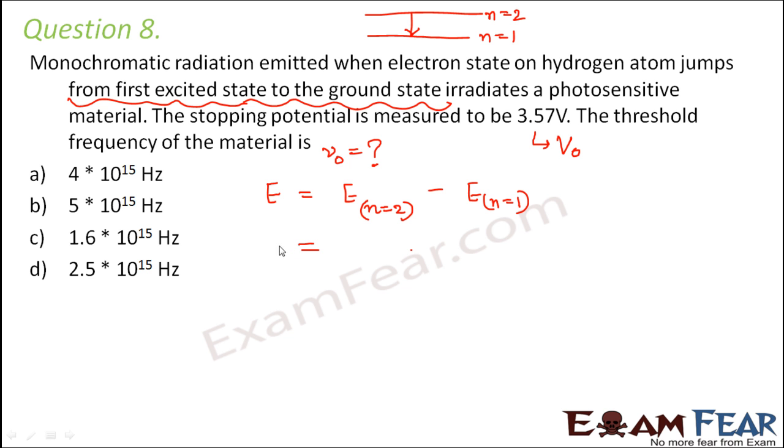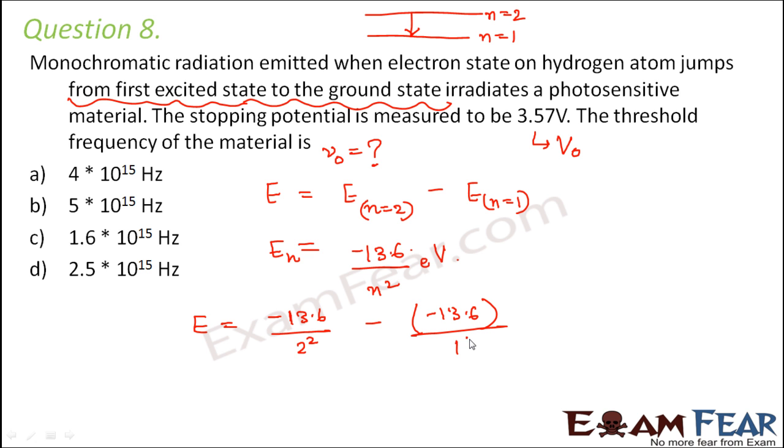So how much is the energy? Now we know that energy at nth energy level would be equal to minus 13.6 divided by n square electron volt. So using this we can say E will be equal to minus 13.6 divided by 2 square minus, minus 13.6 divided by 1 square. So this is equal to minus 3.4 plus 13.6, which is equal to 10.2 electron volt. So this much is the energy of the incident radiation.